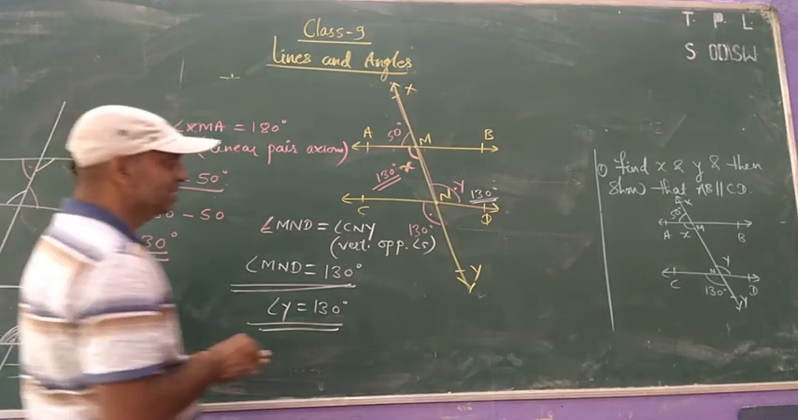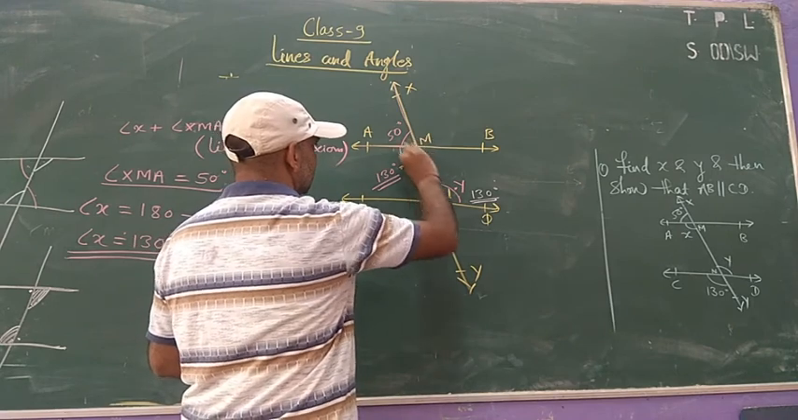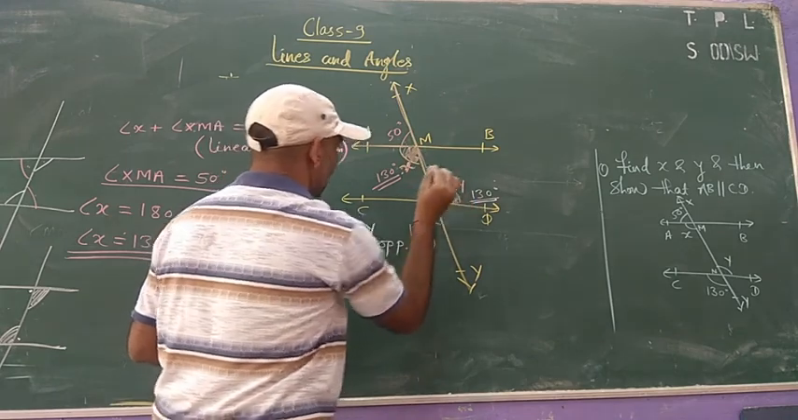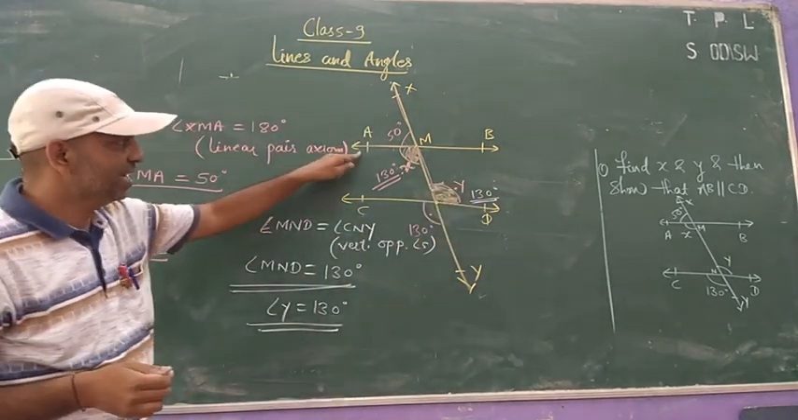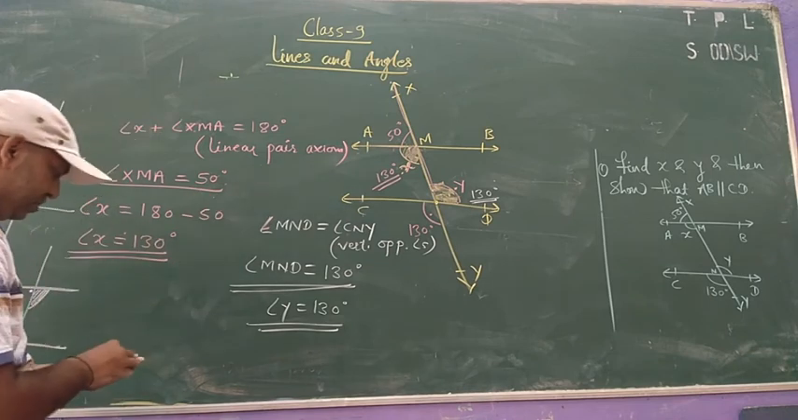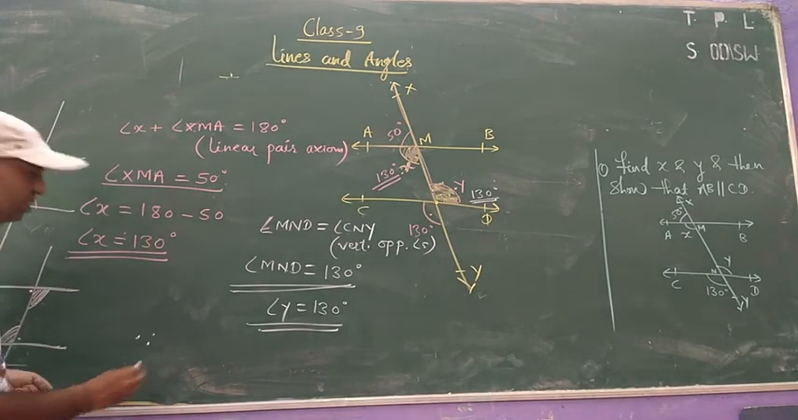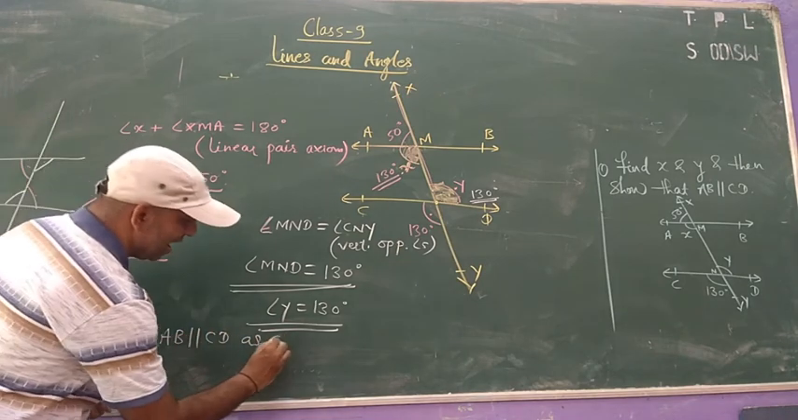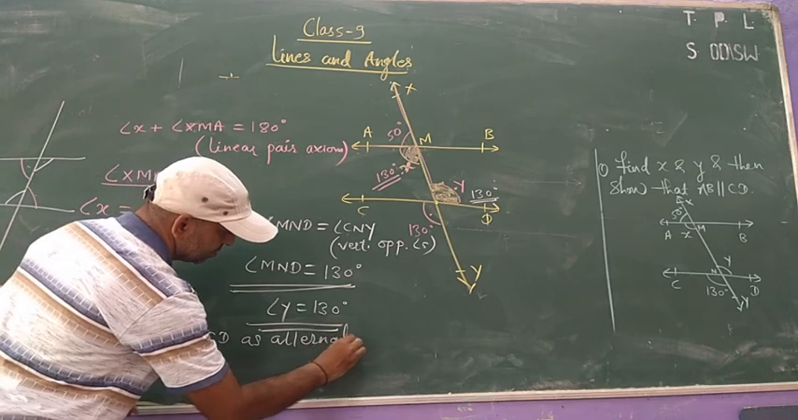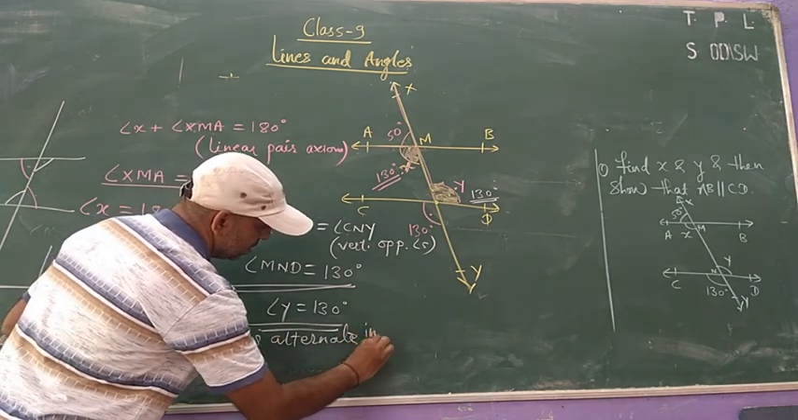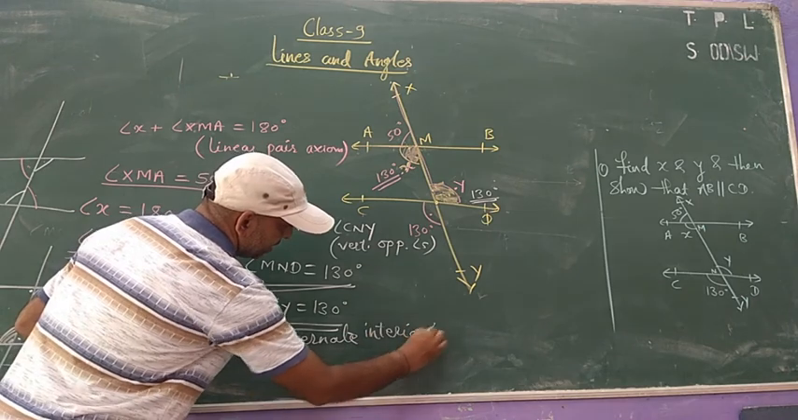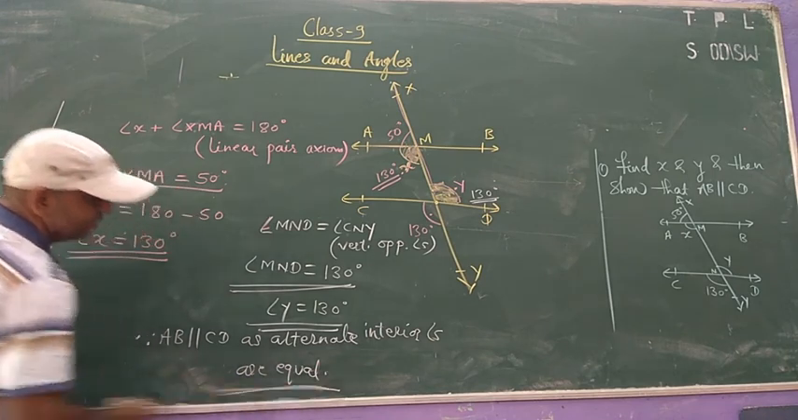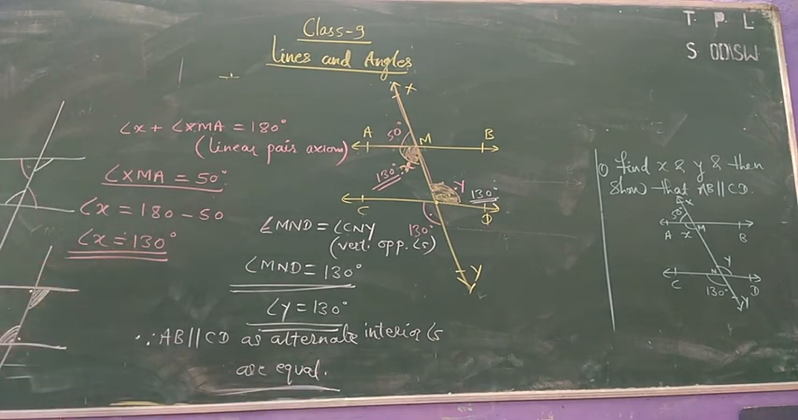So here we get this angle and this angle, that is 130 degree, 130 degree. It means these two angles are equal. It means AB is parallel to CD. So therefore, AB is parallel to CD as alternate interior angles are equal. Okay, so this is the problem and its solution.